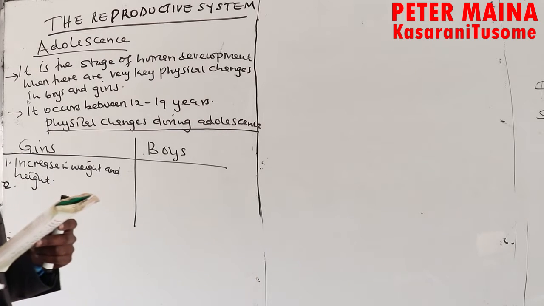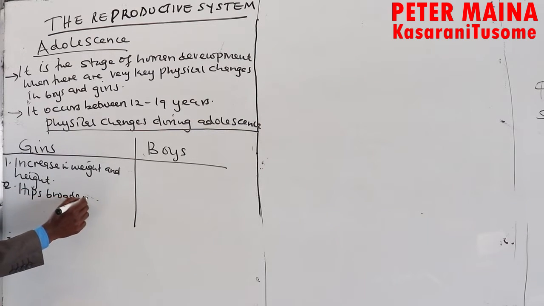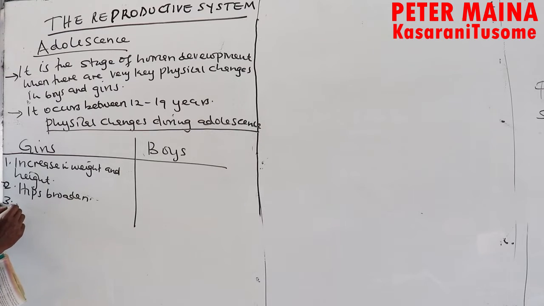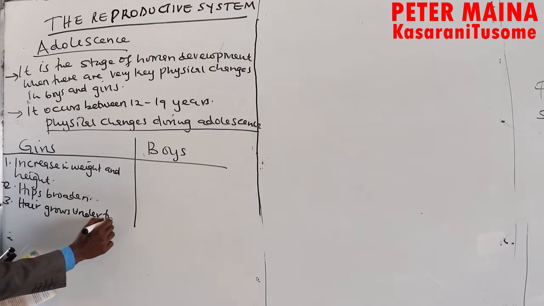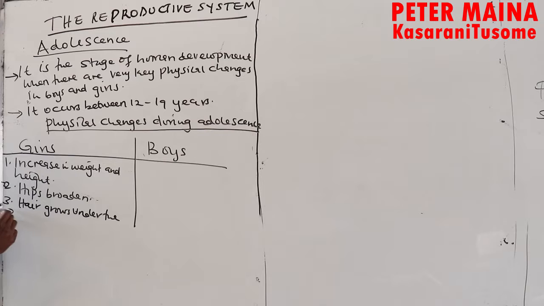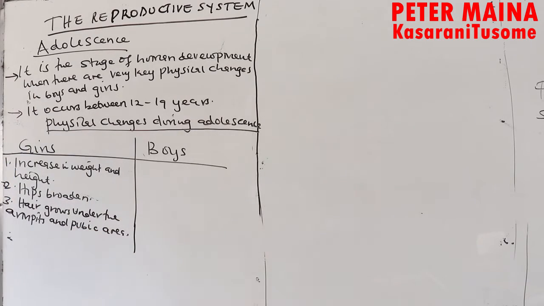Number 2 is hips broaden. That's why you find them with huge hips. Hips broaden due to hormonal changes. 3, hair grows under the armpits and on the pubic area. So that's another change that will occur in girls.